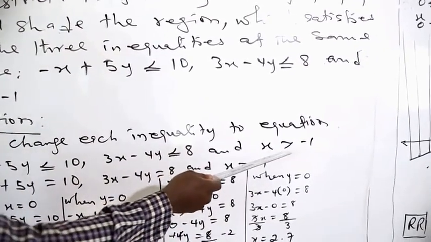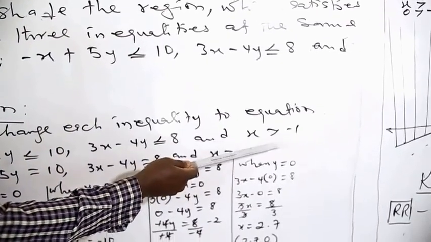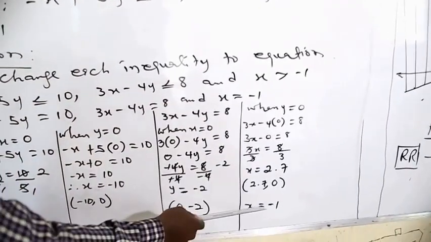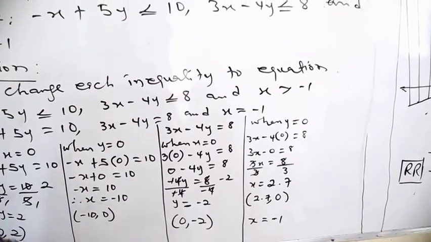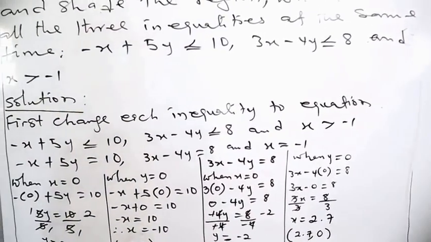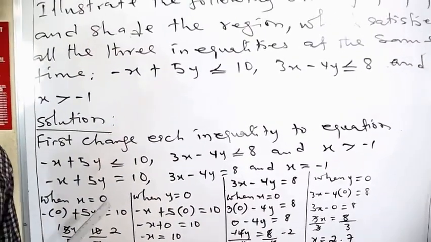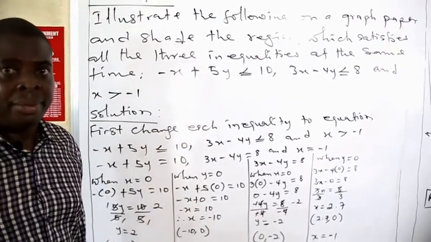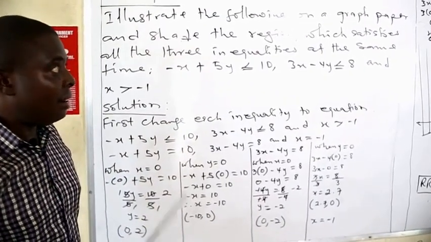Now, the last inequality given to us is just an inequality involving just one variable. So this one has been converted to an equation. Meaning here, x is equal to minus 1. So that's the first thing we need to know. Then after that one, we are going to plot the graph.